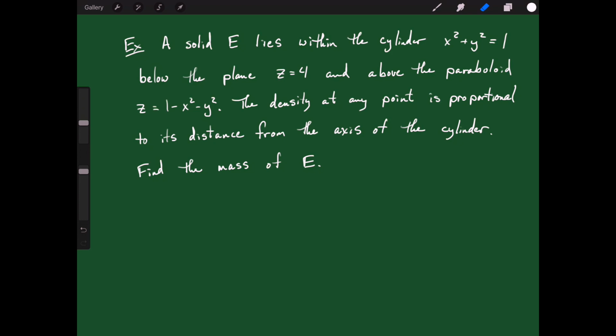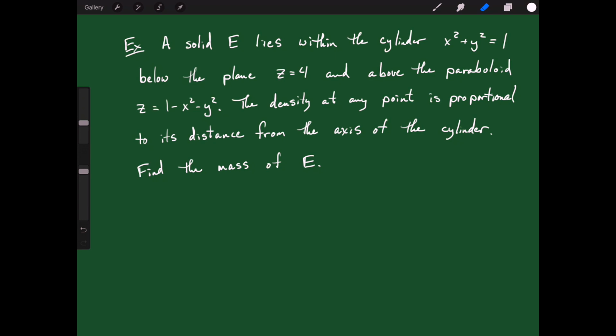All right, let's look at this first example. So this example says that a solid E lies within the cylinder x squared plus y squared equals 1, below the plane z equals 4, and above the paraboloid z equals 1 minus x squared minus y squared. The density at any point is proportional to its distance from the axis of the cylinder.